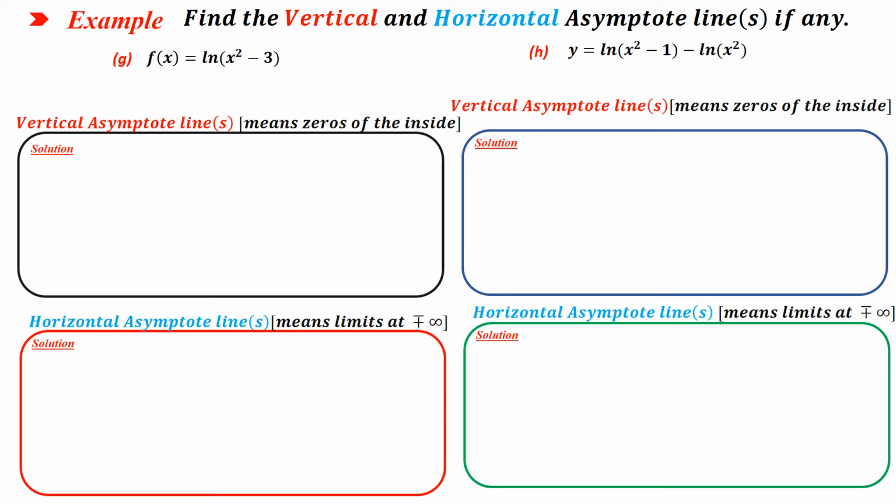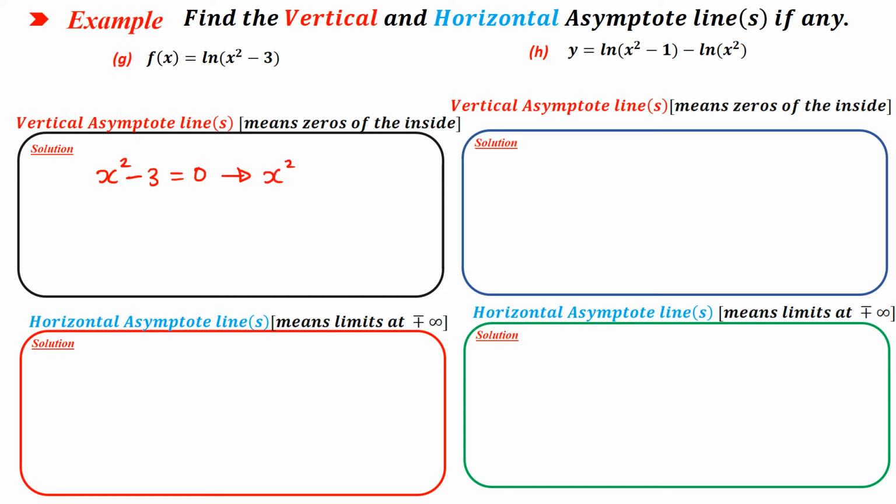In part G and H we have the ln function, which is the natural logarithmic function. In general, if you have to find the vertical asymptote line for any logarithmic function, you have to take the function inside the logarithmic function and put it equal to 0. Then directly you will have the vertical asymptote line. So for part H we have the function of x equals ln of x squared minus 3, and to find the vertical asymptote line, take the function inside, x squared minus 3, put it equal to 0, solve it, and you will get directly the vertical asymptote line.